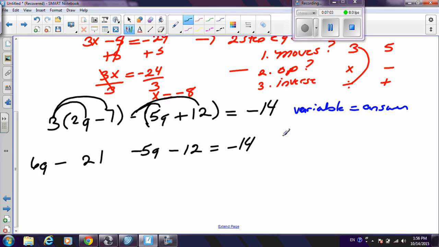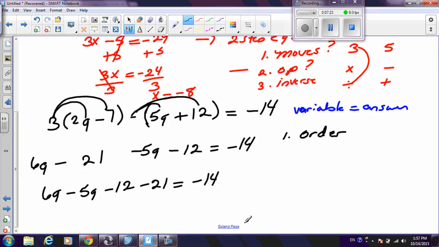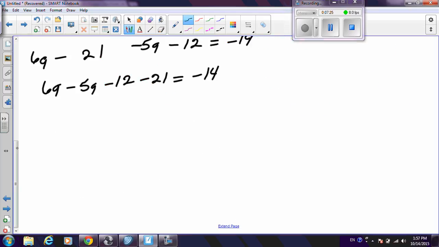All right, so here we go. So step 1, we need to put everything in order. So I'm going to put all of my variables together. So 6q, my negative 5q. All right, then we'll put all my whole numbers together. So negative 12, negative 21, of course the equal sign, and a negative 14. All right, so let's work this out.